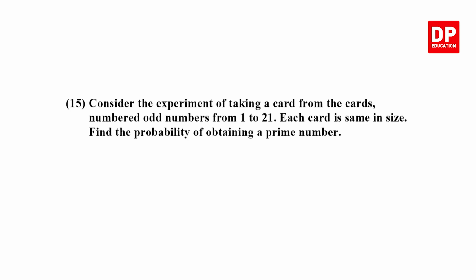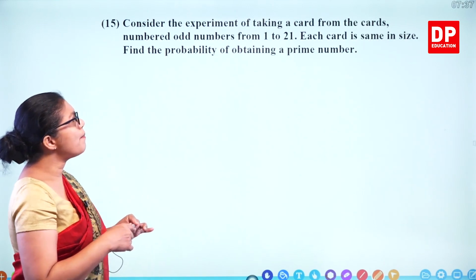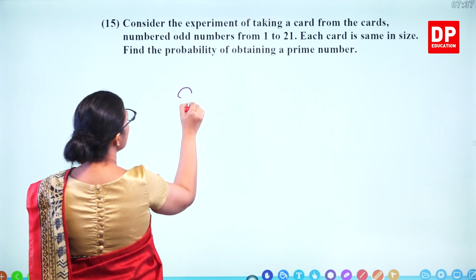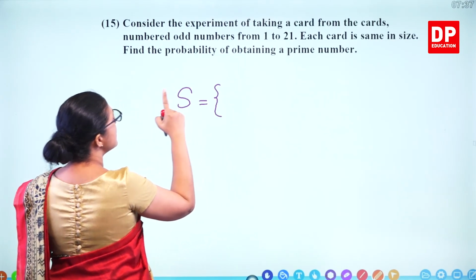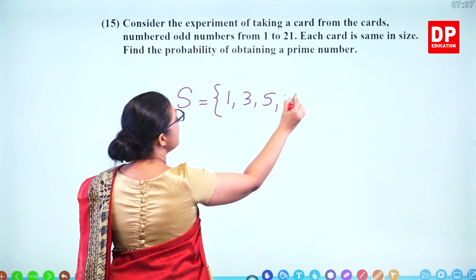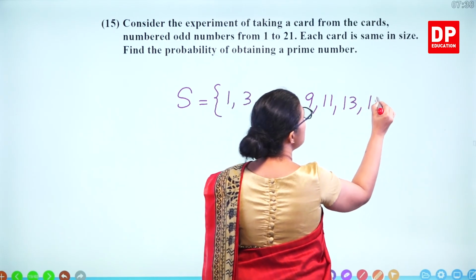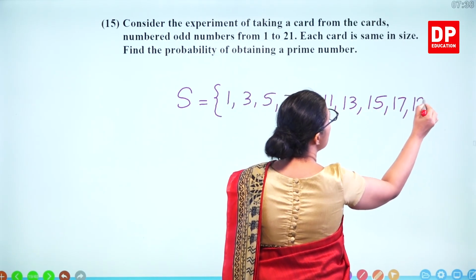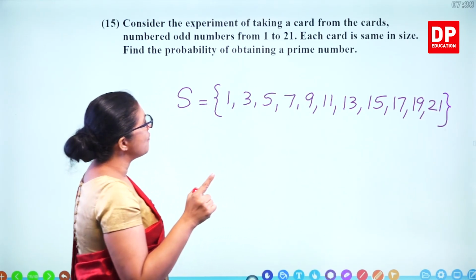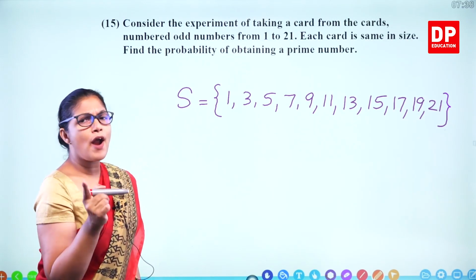Question number 15. Consider the experiment of taking a card from the cards numbered odd numbers from 1 to 21. So we'll take S is the sample space. What are the odd numbers? 1, 3, 5, 7, 9, 11, 13, 15, 17, 19, 21 also included, 1 and 21. Each card is same in size. Find the probability of obtaining a prime number.